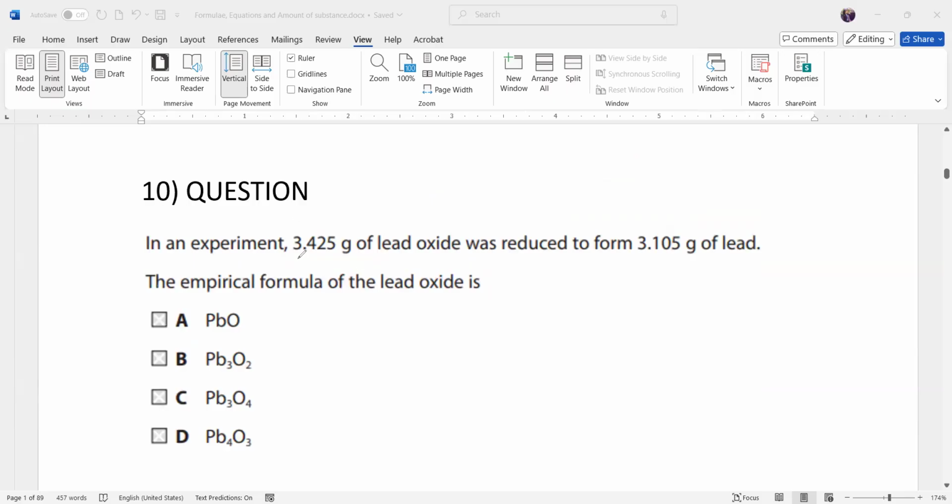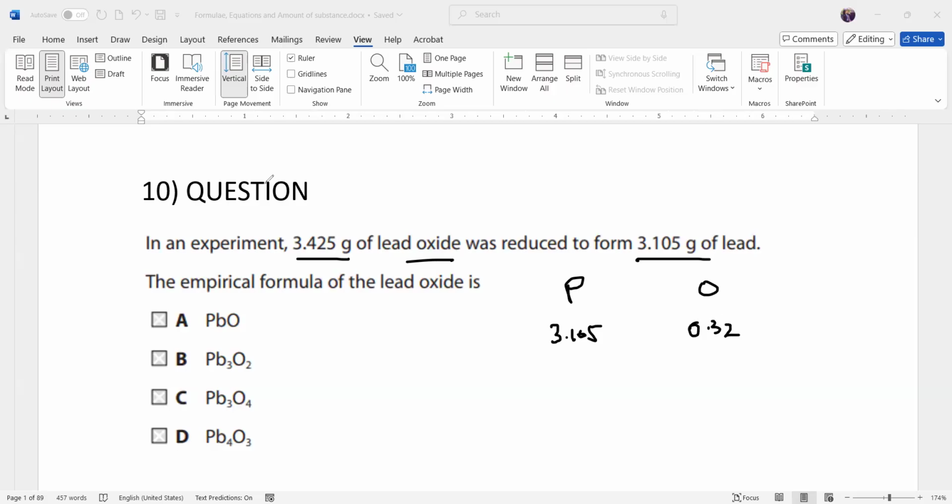In an experiment, 3.42 grams of a lead oxide was reduced to form 3.1 grams of lead. Find the empirical formula. How to work this out? We have lead and oxygen. So 3.105 is lead. How much is oxygen? You subtract. 3.425 minus 3.105 will give us 0.32.